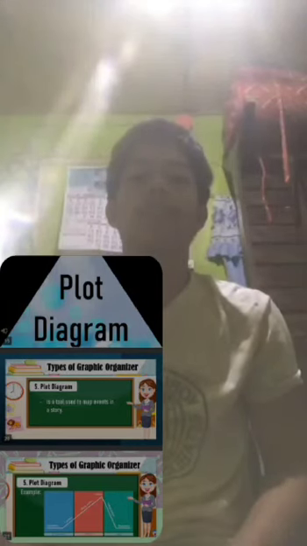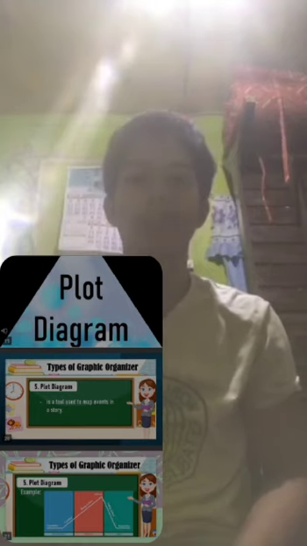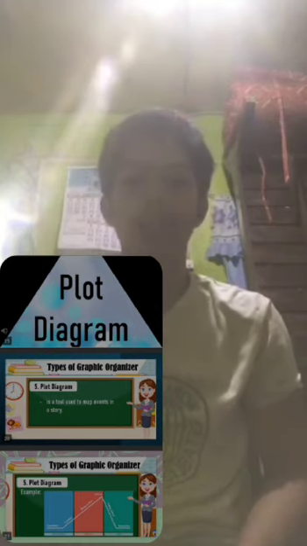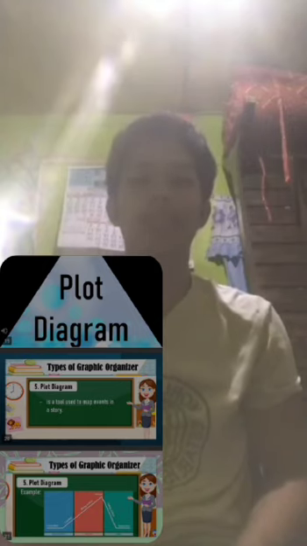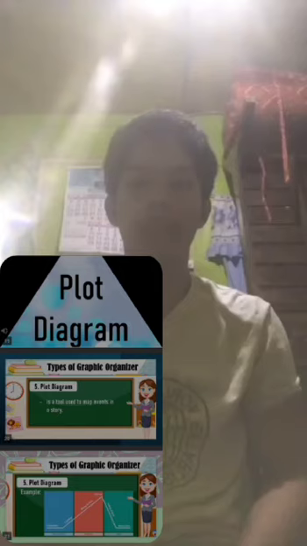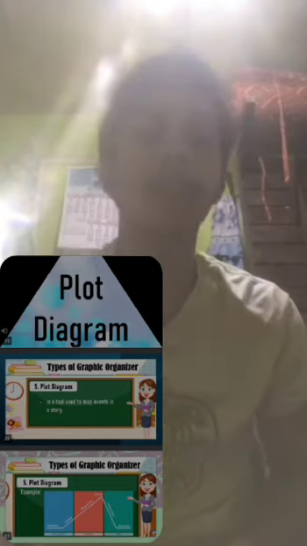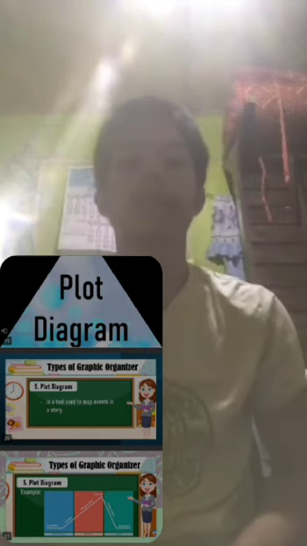Plot diagram. A plot diagram is a graphic organizer used to map the sequence of events in a story. It helps readers understand how a story develops, from the beginning to the conflict, climax, and ending. It shows the structure of the narrative and how events build upon one another. These are the key parts of the plot diagram.